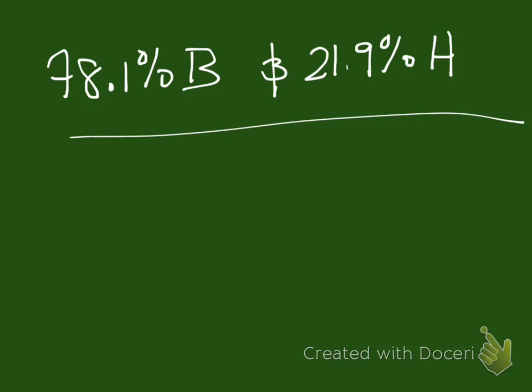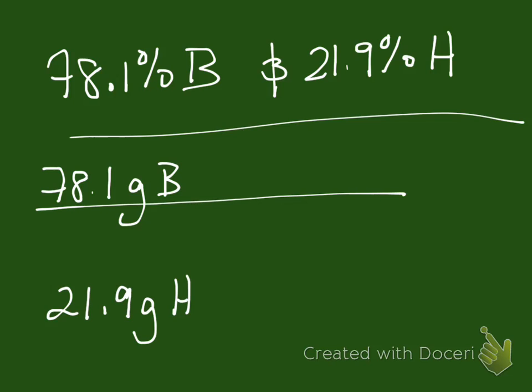Well, to start to think about this, we make this sort of imaginary 100-gram sample of this stuff. So we think, okay, if we had 100 grams of this, how many grams of that would be boron? How many grams of it would be hydrogen? Well, that's easy. In a 100-gram sample, we would have 78.1 grams of boron, and we would have 21.9 grams of hydrogen. Okay, cool. Do you smell a factor label in the offing? You should.